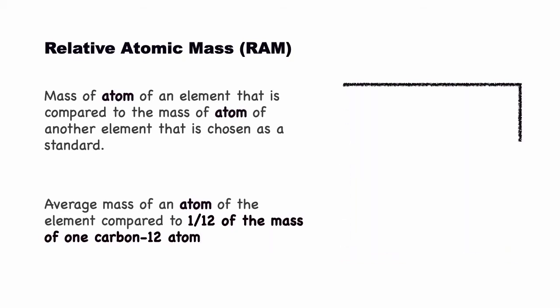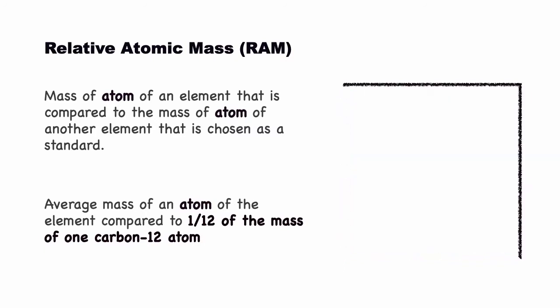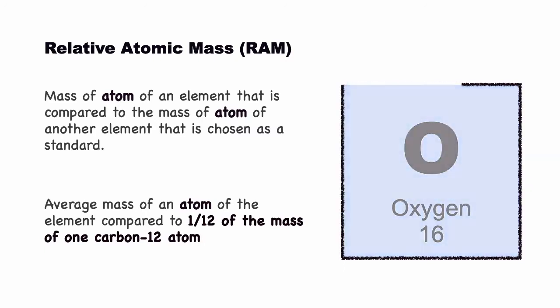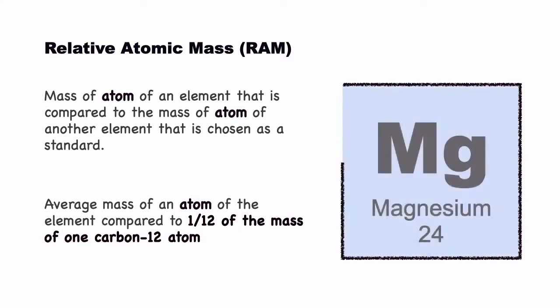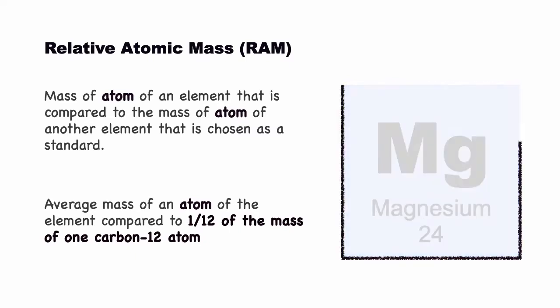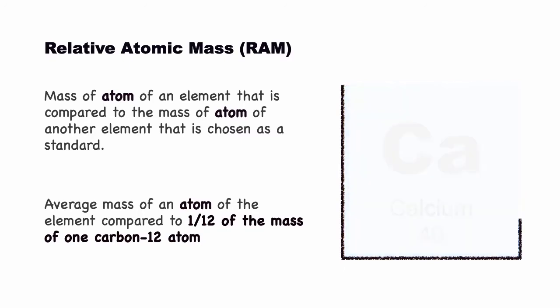For example, the relative atomic mass for hydrogen is 1, for oxygen is 16, fluorine is 19, magnesium 24, and calcium is 40. You can find all these relative atomic masses in the periodic table of elements.